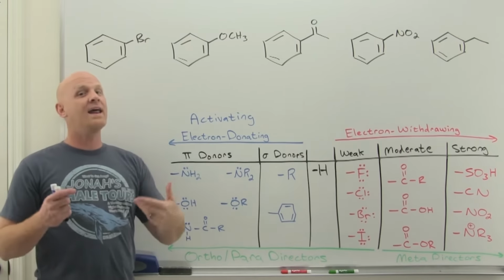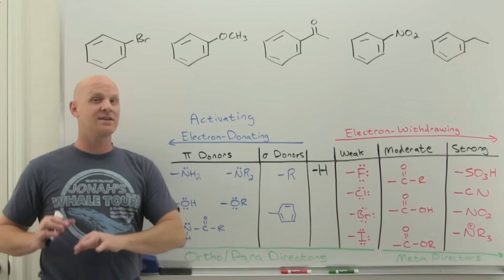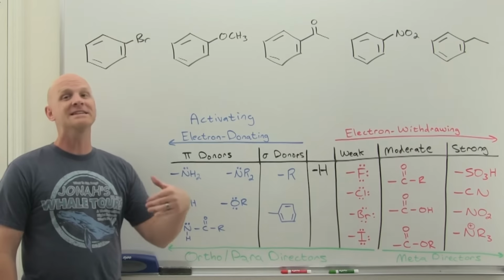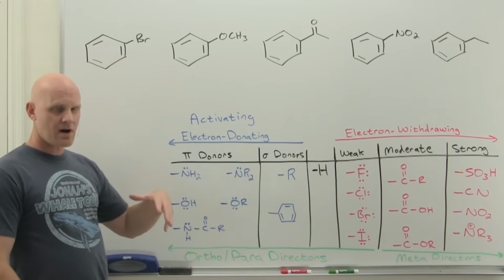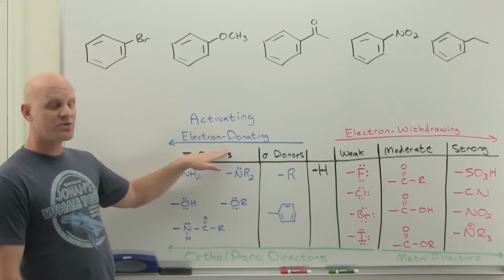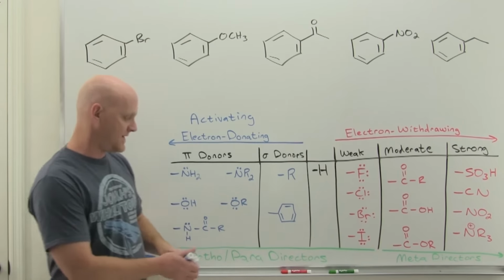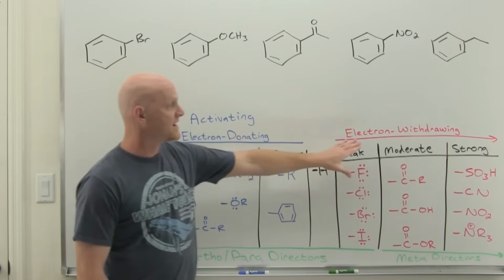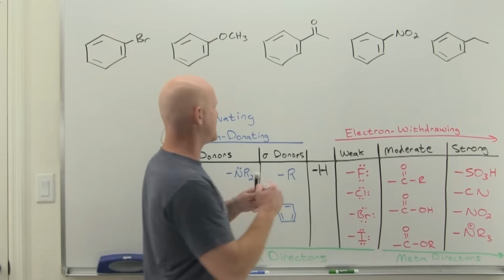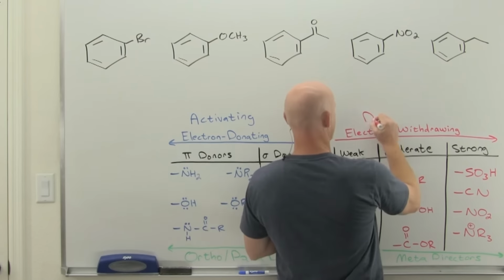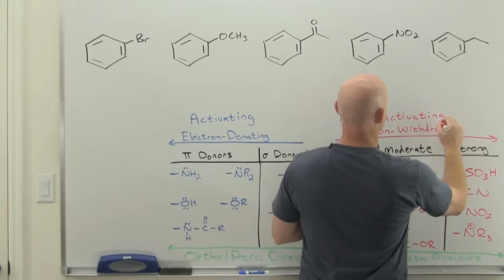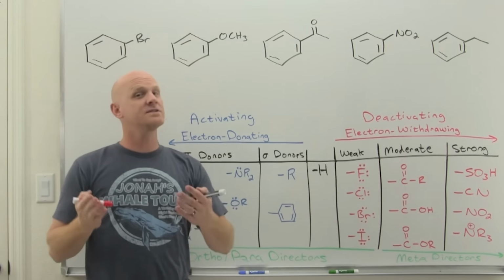We'll find out with NAS reactions, where benzene is actually acting as the electrophile rather than the nucleophile, that the electron donating groups will be deactivating. But in the context of EAS reactions, yes, these electron donating groups are activating. They speed up the rate of reaction for a benzene ring. Whereas these electron withdrawing groups are actually going to end up being deactivating. So deactivating groups in the context of EAS.